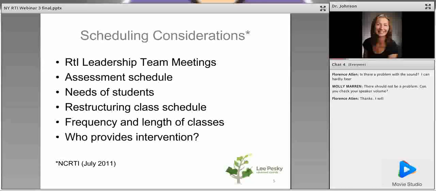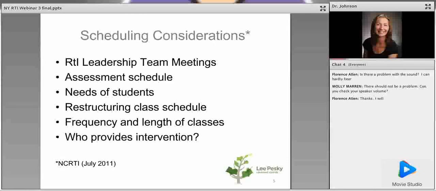So in thinking about how to structure today's talk, rather than get immediately into the weeds about how do I schedule this, how do I find time for this, what model should I use, I really thought it would be more helpful if we looked at scheduling considerations through somewhat of a framework, right? And that framework is, what are the things that I'm going to need, what are the structures that I'm going to need to have in place in order to implement RTI that currently don't exist in my school, right?